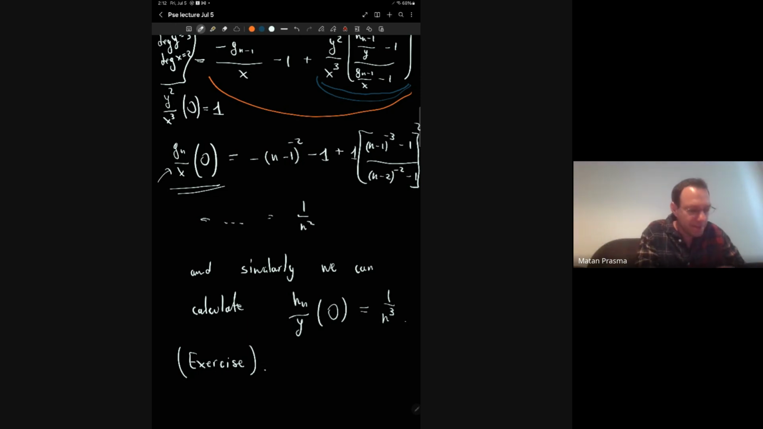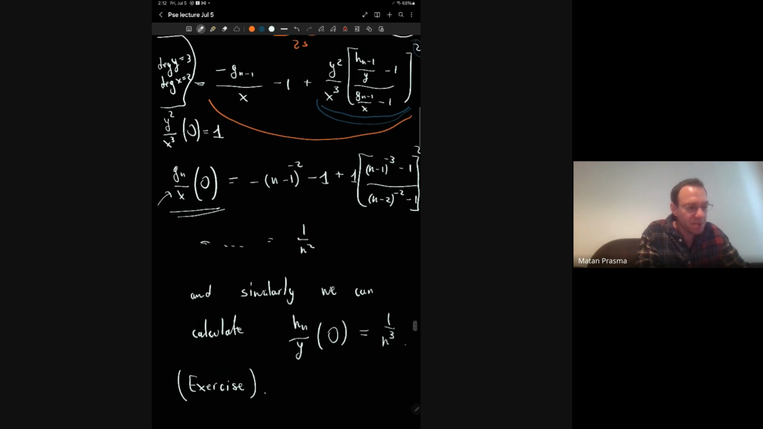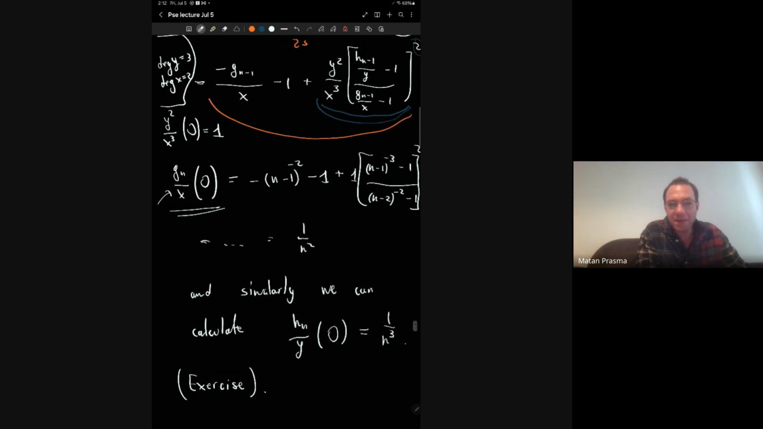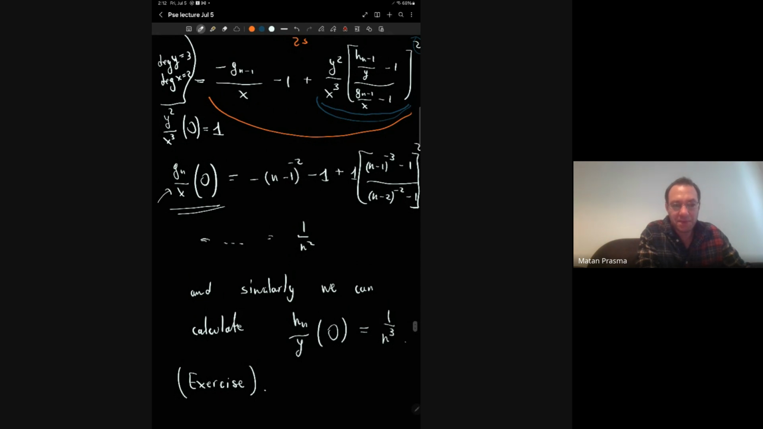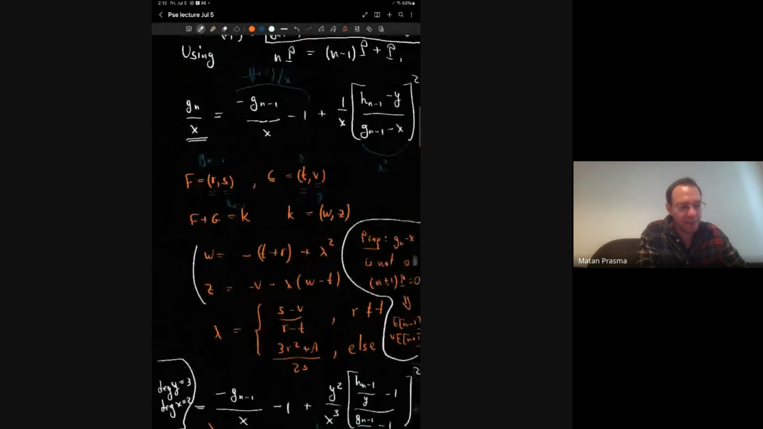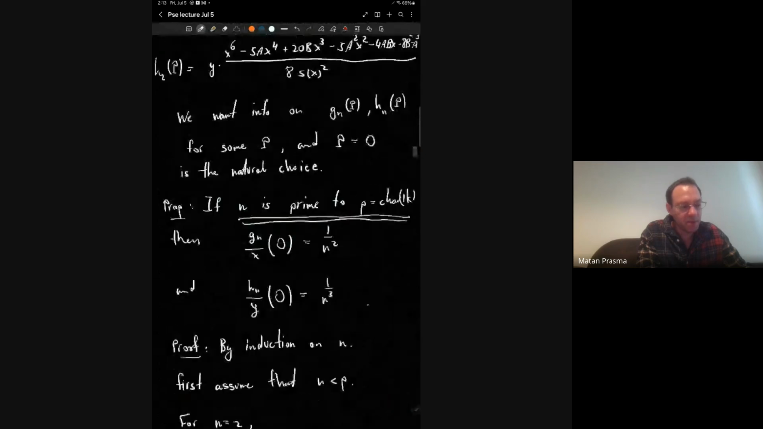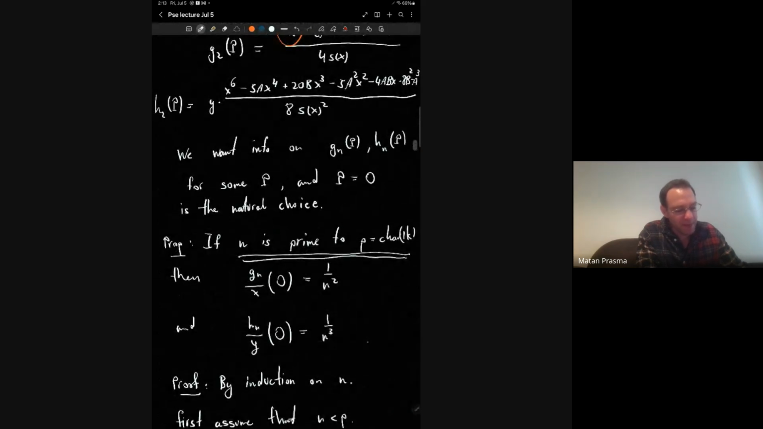Okay. So what do you think? What is missing? I mean, look at the statement of the theorem. It has that n is prime to p. I mean, the proposition is not supposed to be true if n is not prime to p.